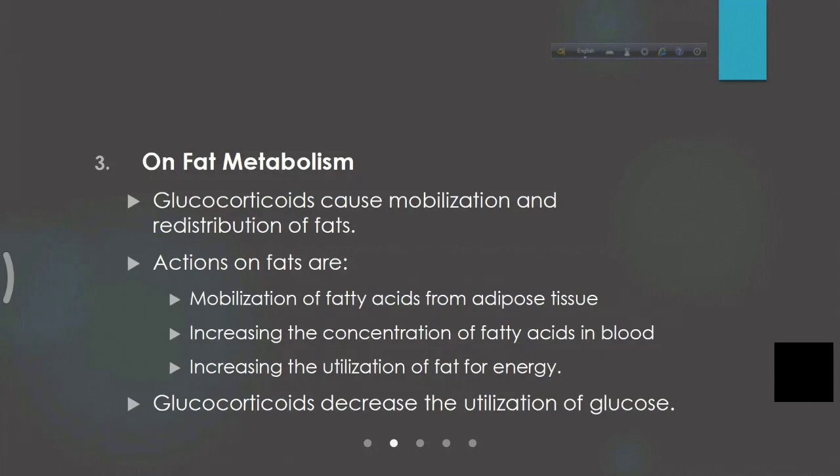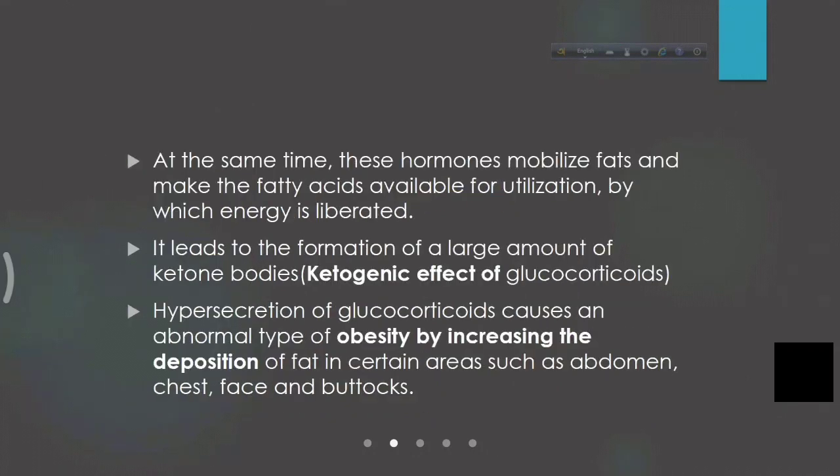Cortisol mobilizes fat and redistributes it throughout the body, especially causing deposition of fat in the frontal tissues of the face, the shoulders, and the back of the neck. Cortisol mobilizes fats and makes fatty acids available for utilization. This increased utilization of fat by cortisol leads to formation of ketone bodies. It is called the ketogenic effect.